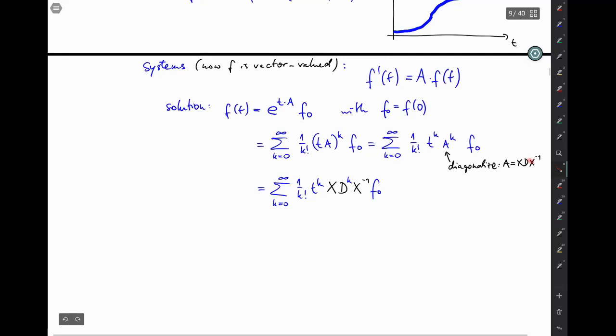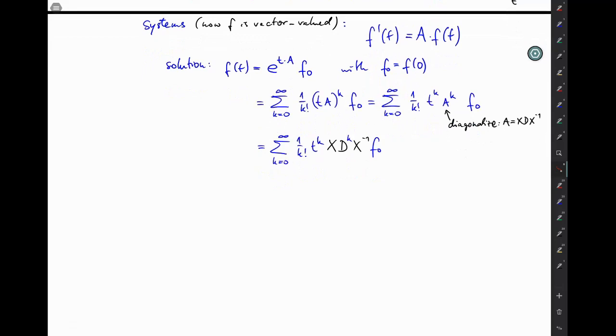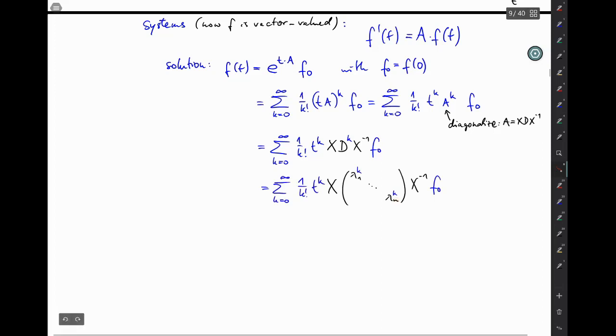Okay, so if you plug that in for A here, then you get just like before X, then the diagonal matrix to the power of k, and then X inverse. Now let's assume our diagonal matrix entries, which are the eigenvalues, are again labeled lambda 1, lambda 2, and so on, where n is the length of our vector. So if you're interested in rabbits and foxes and wolves and dogs, then n equals 4.